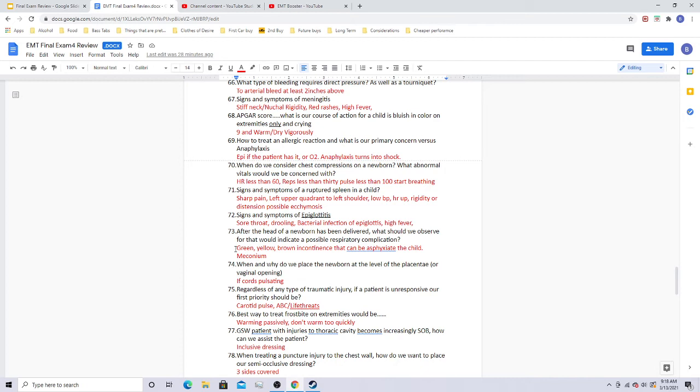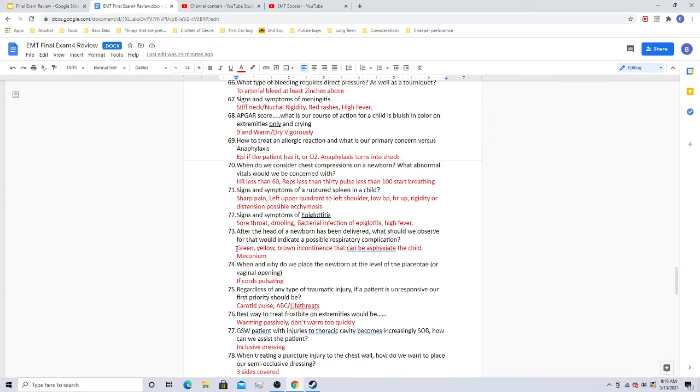When and why do we place newborns at the level of the placenta or the vaginal opening? So think about it. It's like treating for shock. You want to put the person right next to, well, it's basically the mom's still the heart if the cord's pulsating. So you want that baby as close to it as it can be, so that all that blood comes right into the baby. And you can stop doing that once the baby's cord stops pulsating, if that makes sense.